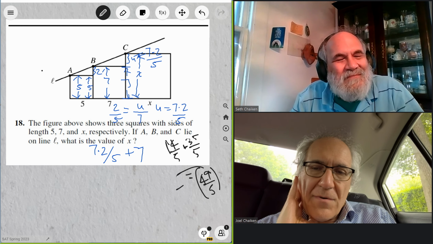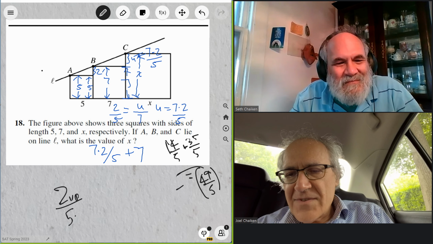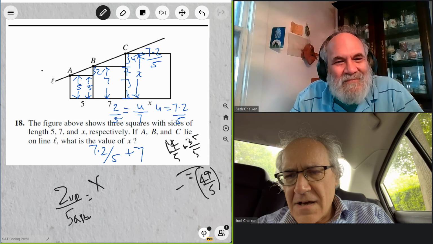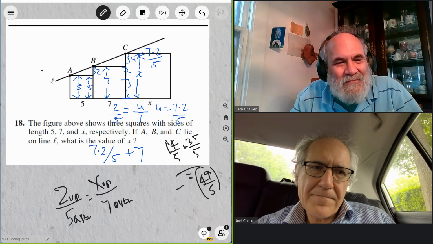Seth made a ratio. So you're saying 2 is the up, 5 is the over. So x is the up, over 7 is the over. Otherwise you have to move things around.